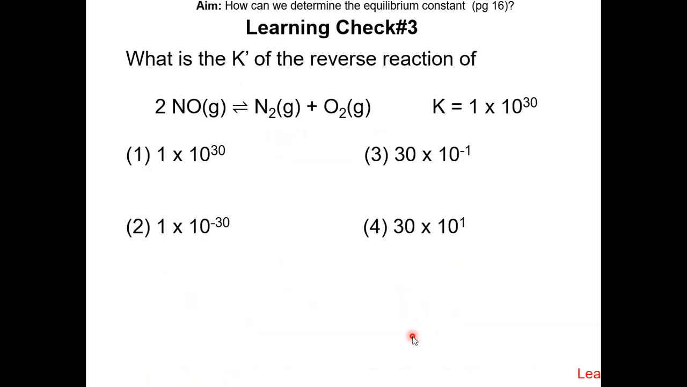Learning check number 3. What is the K prime of the reverse reaction? Pause the video, resume as completed. K prime is equal to 1/K, so 1/1 times 10 to the 30th power is equal to 1 times 10 to the minus 30. So the answer is choice 2.